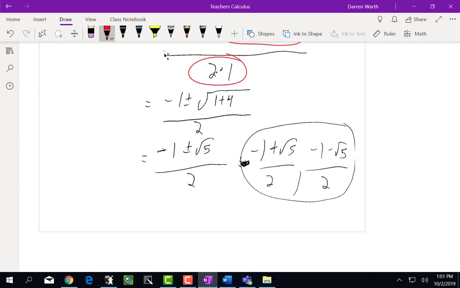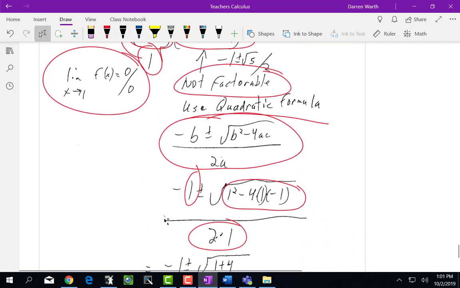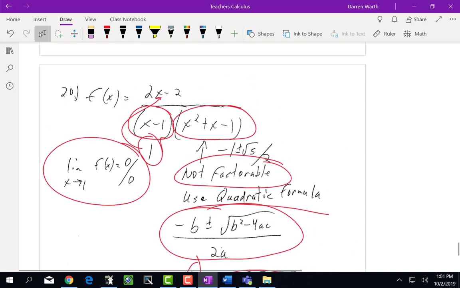And that right there, negative 1 plus or minus square root of 5 all over 2, I separate that out. I get negative 1 plus the square root of 5 all over 2, and negative 1 minus the square root of 5 all over 2. So after using my quadratic formula, that's what I get for my answer.